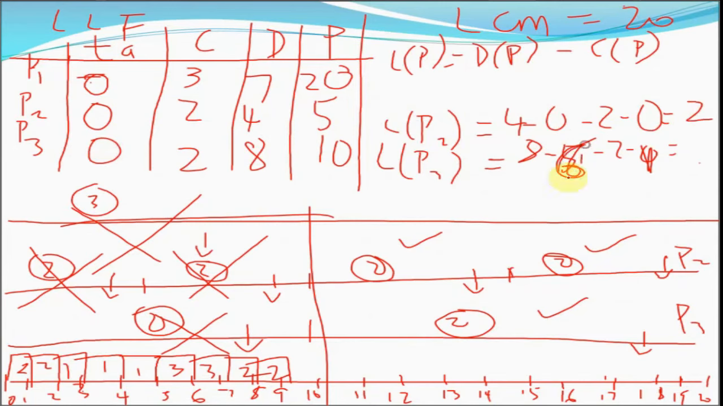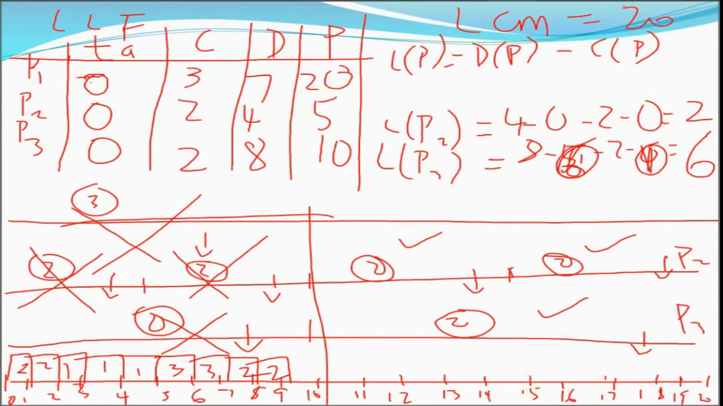And then 8 minus 0 minus 2 minus 0, which is what? 6. So which one has the priority? It is P2. So you assign. Like that, and then you finish. Yes. Okay, do you guys understand? Yes, sir. I understood. Okay.